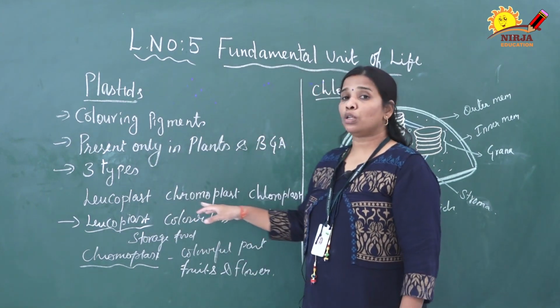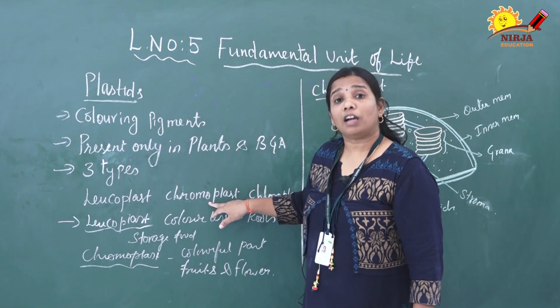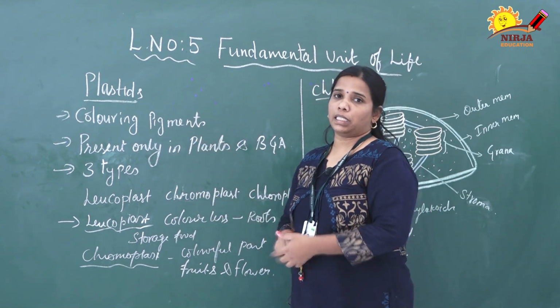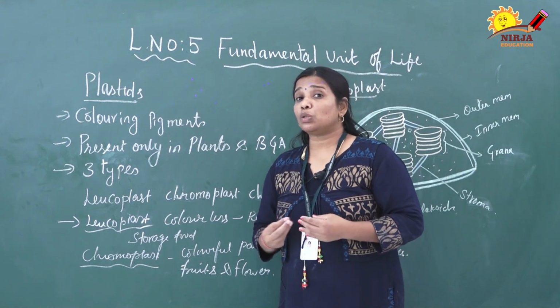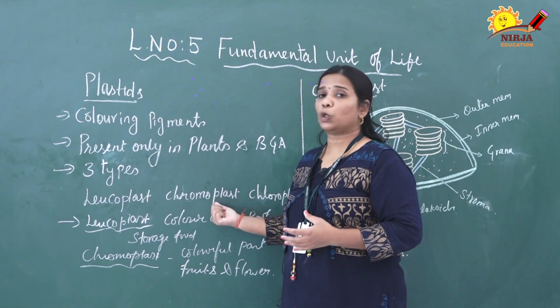The next one is chromoplast. Chromo means colored or colorful. Plast means plastid. It is a colorful plastid. It gives colors to flowers and fruits. That is the main function of chromoplast.